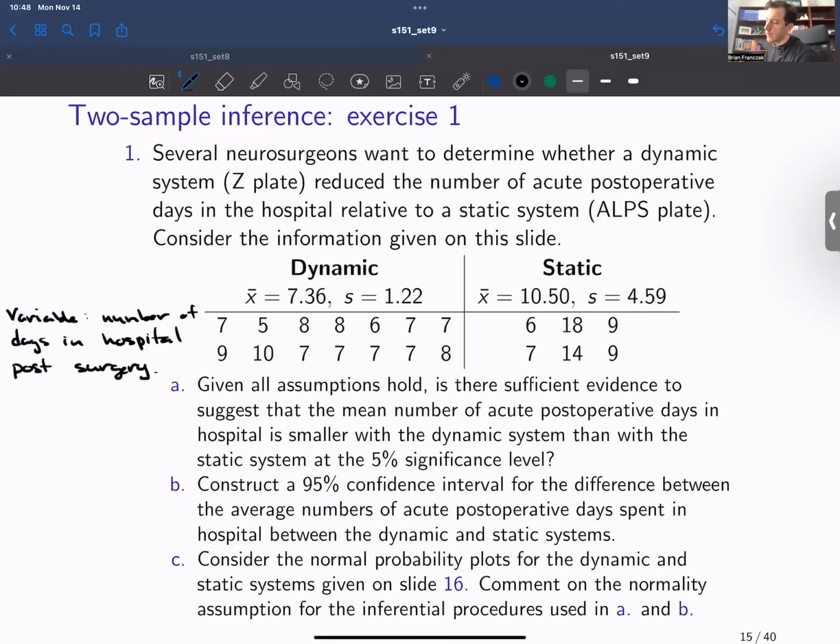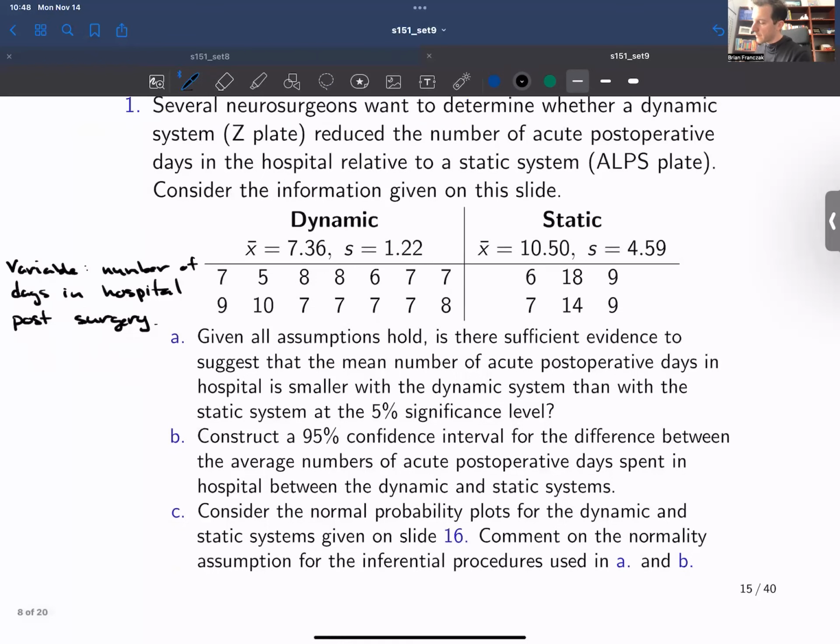Okay, so in part A, given this information, it says, suppose that all assumptions hold. Is there sufficient evidence to suggest that the mean number of acute post-operative days in hospital is smaller with the dynamic system than with the static system at the 5% significance level? So this question is hopefully somewhat familiar. This is still a hypothesis test, but the difference here is that we are now comparing the mean from one population to the mean from the other. So we are asking a question about two population means.